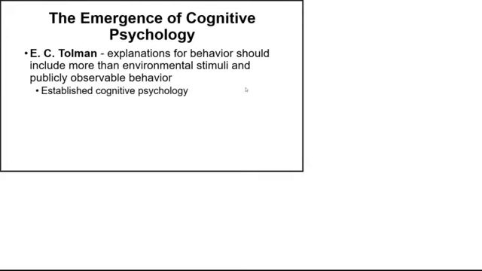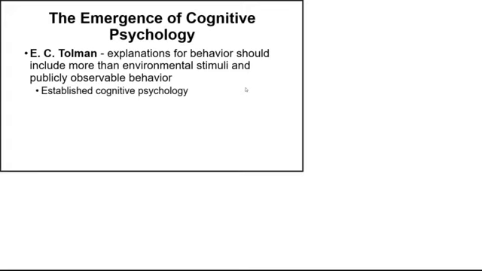But social learning is going to do the opposite. This is when we're going to say, let's lean into that cognition. Let's lean into what's going on internally. And so our big name here is Tolman. Tolman said that our explanations for behavior should include more than just environmental stimuli, and they should deal with more than just publicly observable behavior.